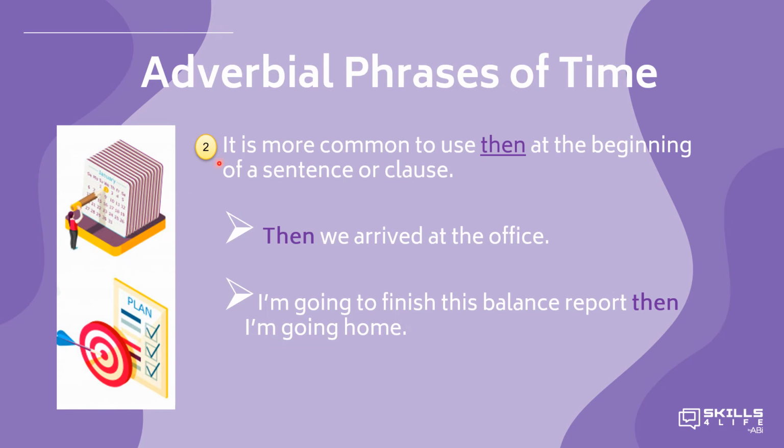Also, it is more common to use then at the beginning of a sentence or clause. For example, then we arrived at the office. I'm going to finish this balance report, then I'm going home. As you can see here, then is in the middle of the sentence, but is at the beginning of a second clause, a second complete idea. I'm going home.